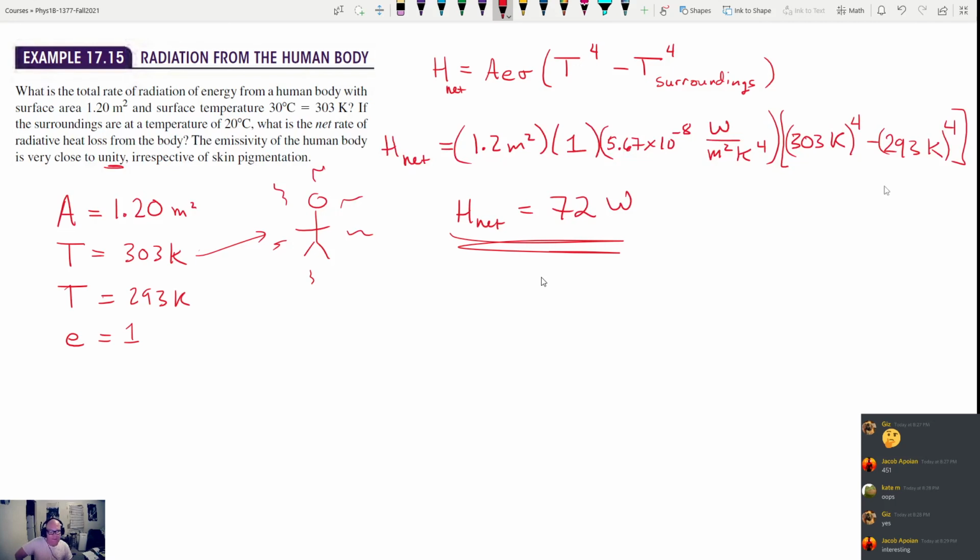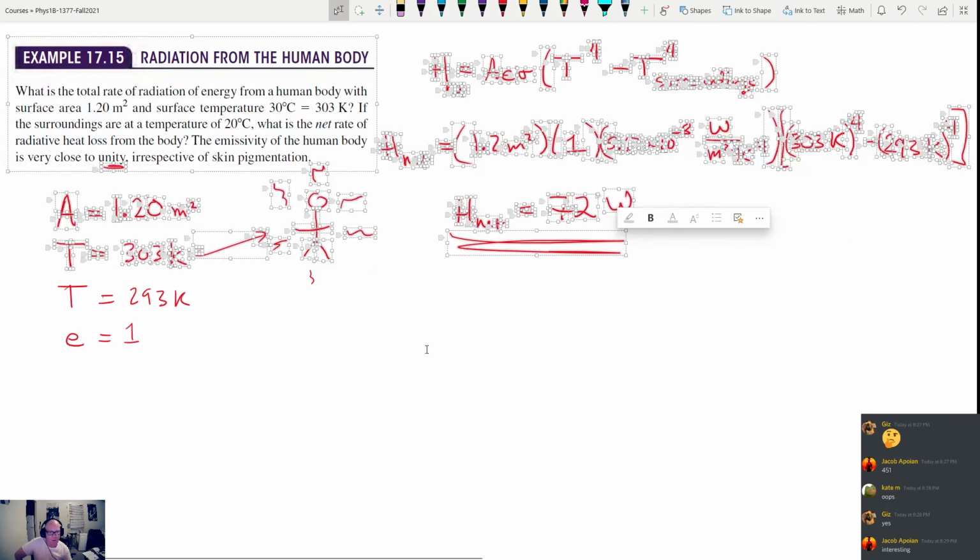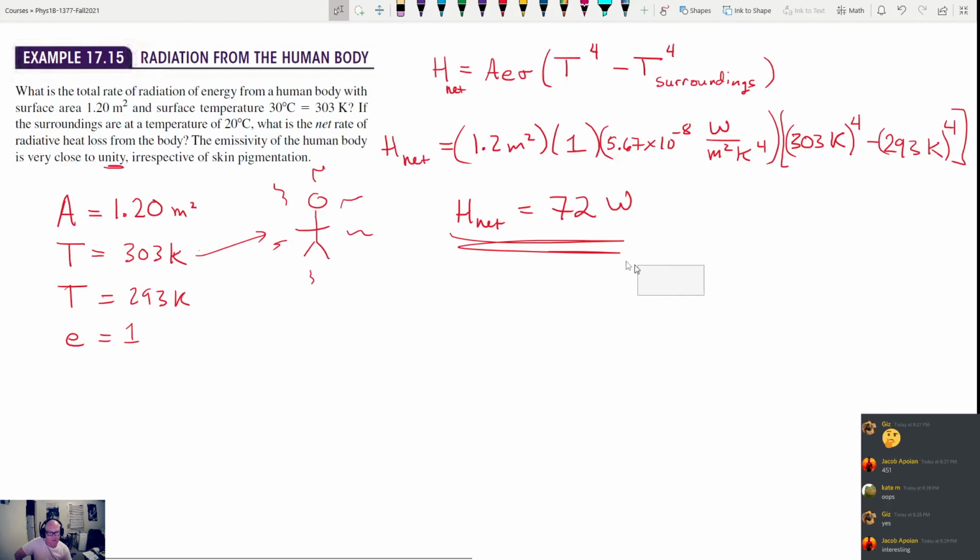So, of course, this means that in order for us to not freeze, we have to generate enough energy to offset this. In order for us to not freeze, we have to generate enough energy internally for this to not be completely offset. We have to actually generate more energy than this, or at least as much. Otherwise, our temperature will start to drop.